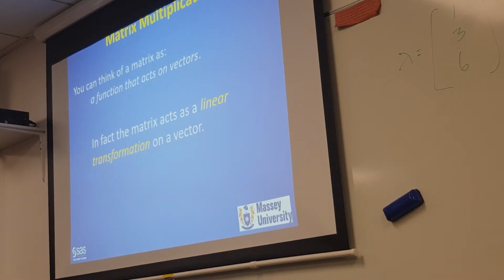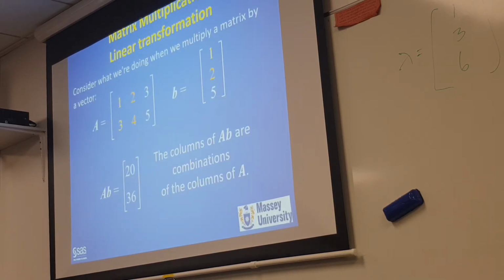Okay, so I've stated that a matrix is a function that acts on vectors. More specifically, a matrix acts as a linear transformation on a vector. Right? So let's consider what we do when we multiply a matrix by a vector.